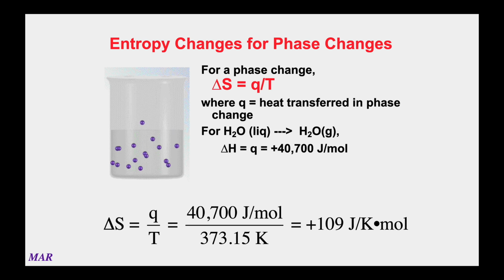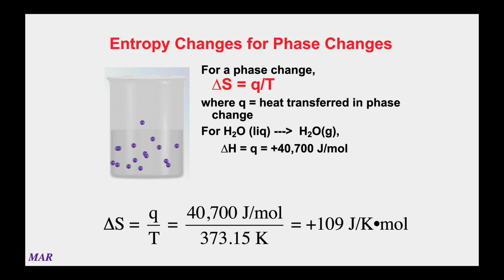The 40.7 number, that's the heat of vaporization, and that's something we talked about in Chem 221. But if you look up that number, the heat of vaporization for liquid water going to gas, it's 40.7 kilojoules, or 40,700 joules per mole Kelvin. So take that number, divide by the Kelvin temperature, and you're good to go.